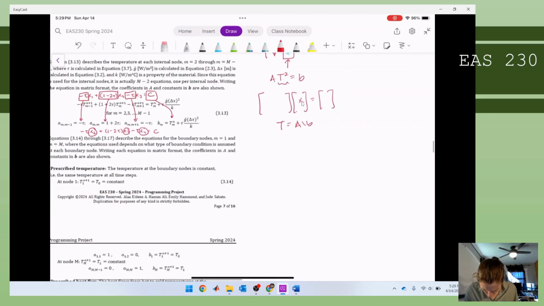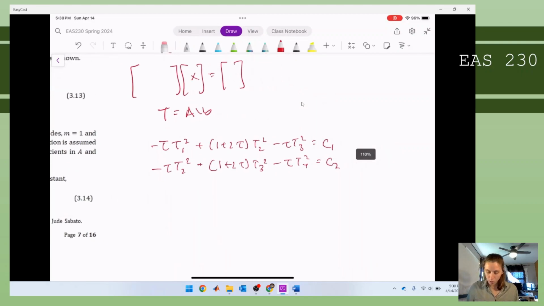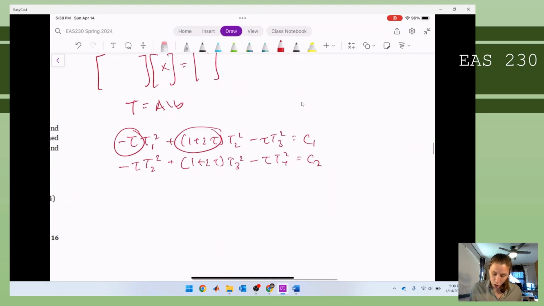So if I copy and paste those over, negative tau x1 plus 1 minus 2 tau. Oh, instead of x, I'll put in the T. T of 1, 2, plus 1 plus 2 tau T of 2, 2, minus tau T of 3, 2, equals some constant. We'll call it C1. And then if I did it again, negative tau T2,2 plus 1 plus 2 tau T3,2 minus tau T4,2 equals C2. Okay, so this is our system of equations where these go into A.